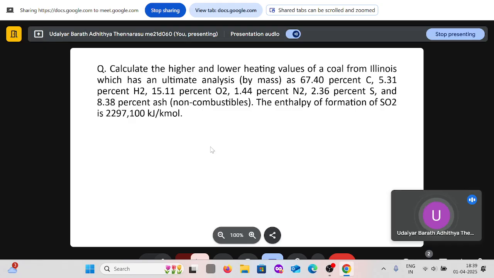So next question, we have to calculate the higher and lower heating values for a coal from Illinois, which has an ultimate analysis by mass of 67.4% carbon, 5.31% hydrogen, 15.11% oxygen, 1.44% nitrogen, 2.36% sulfur, and 8.38% ash. The enthalpy of formation of sulfur dioxide is 297,100 kilojoule per kilomole.